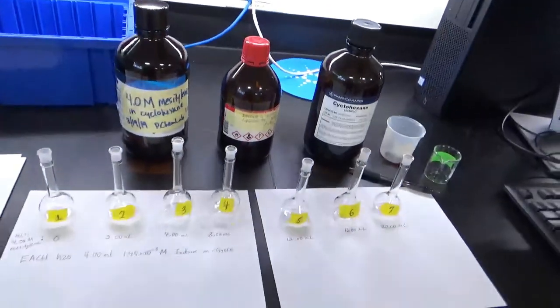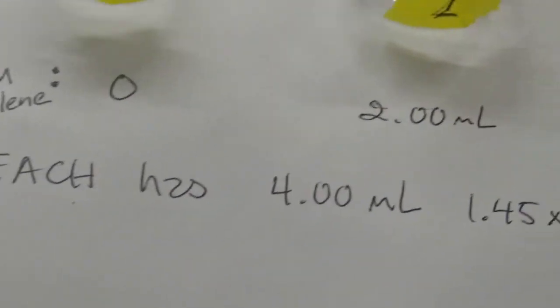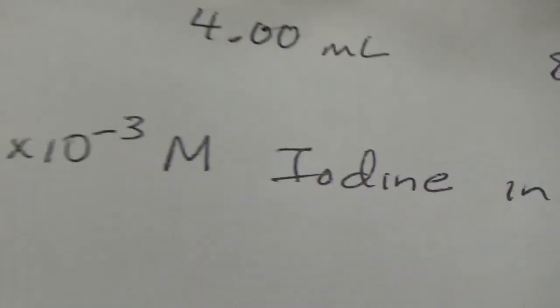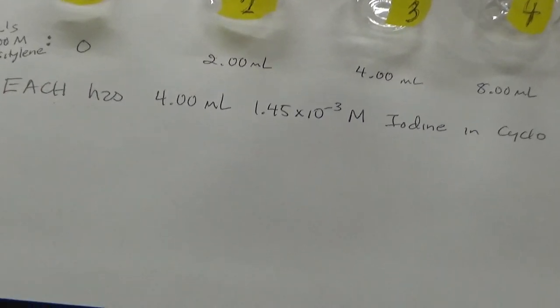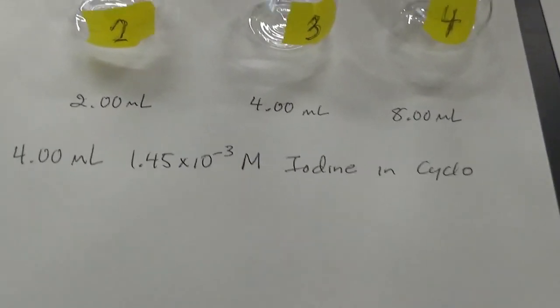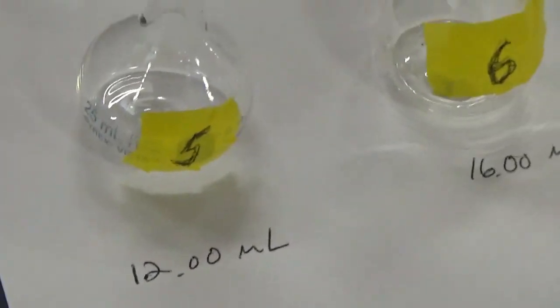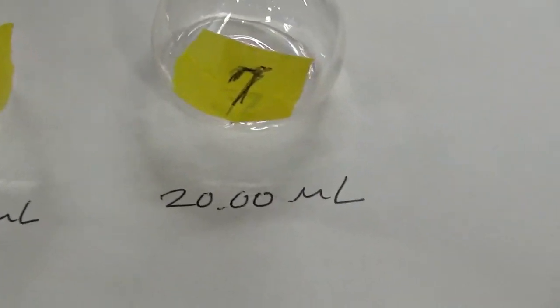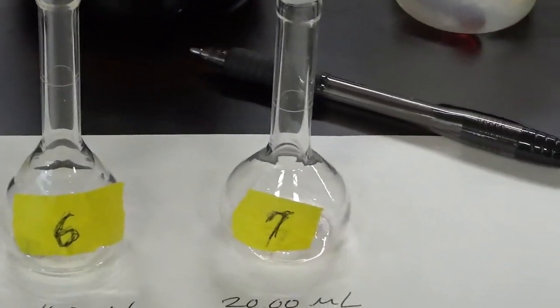And so what I'm going to do is pipette a certain amount of each of these solutions into these flasks. Every one of them is going to get 4 milliliters of the iodine solution, okay? Each will get that 4 milliliters of the iodine in cyclohexane. And then each will get different amounts of the acetylene 4 molar solution, also in cyclohexane. The first will get 0, the second will get 2, 4, 8, 12, 16, and 20 milliliters. So I'm going to do that pipetting. I'll show you some of it. I don't think I have to show you all of it.